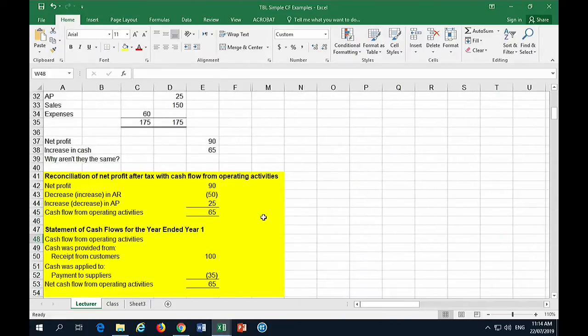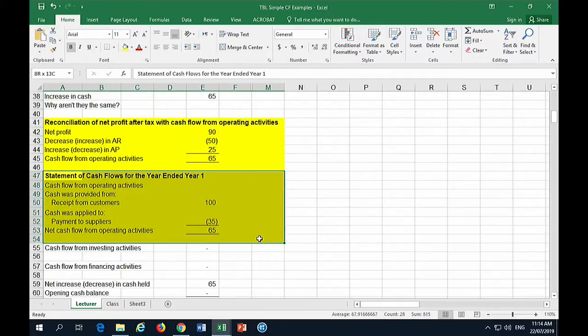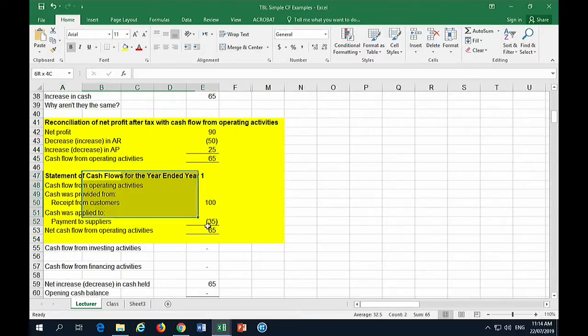Do you still remember the indirect method and direct method? Do you still remember the difference between them? One is more direct, right? From the direct method, you can tell where the cash flows out and where cash flows in. Under the direct method, we divide the cash flow into 3 categories. One is operating activities.